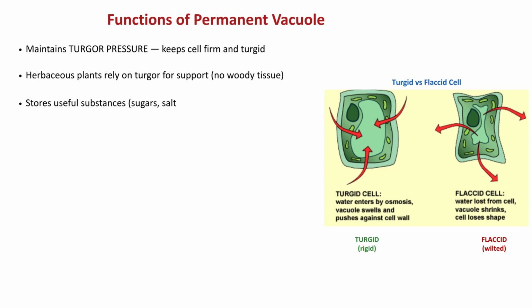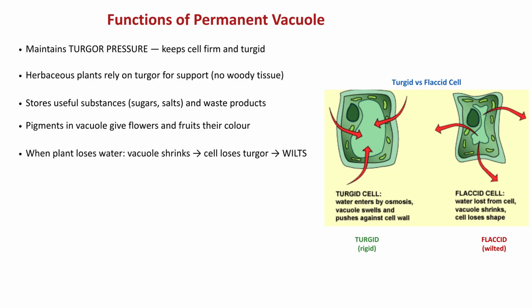Now the second function is that it stores useful substances such as sugars and salts as well as waste products. Pigments stored in the vacuole also give flowers and fruits their color. When a plant loses water, the vacuole shrinks, the cell loses turgor, and the plant wilts. This is called a flaccid cell.